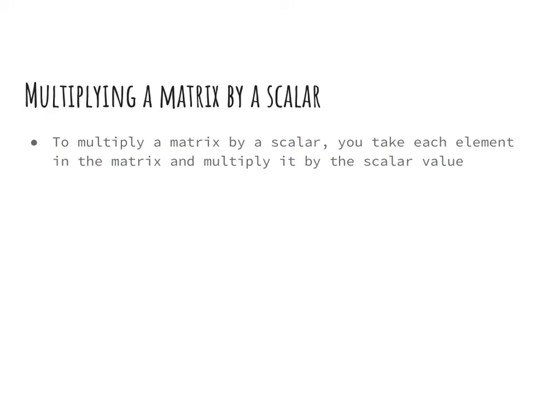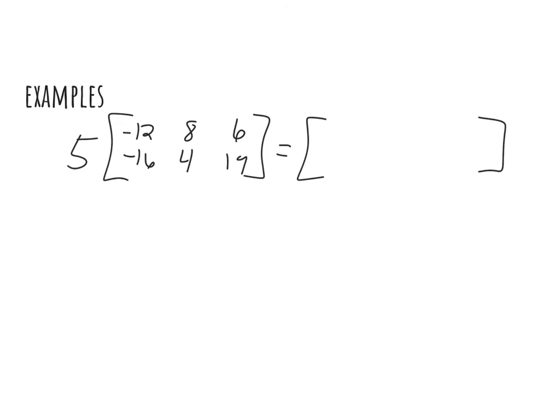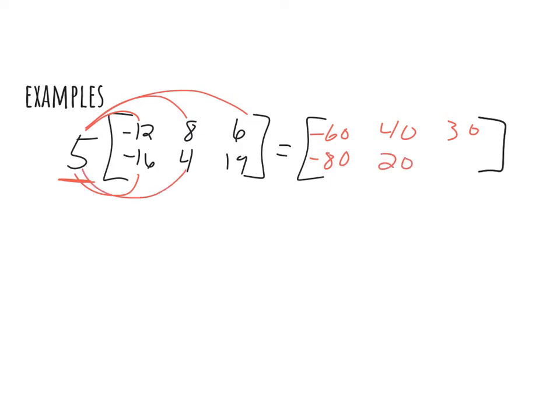So the next thing we're going to do is multiply a matrix by a scalar. In order to do that, we take each element in the matrix and multiply it by that scalar value that is given to us. So for our first example, we've got our matrix here, and our scalar is going to be 5. So I'm going to take every element inside of the matrix and multiply it by 5. So if I take 5 times -12, I get a -60. 5 times 8 is 40. 5 times 6 is 30. 5 times a -16 gives me a -80. 5 times 4 is 20. And 5 times 19 is 95. So here is my resulting matrix.